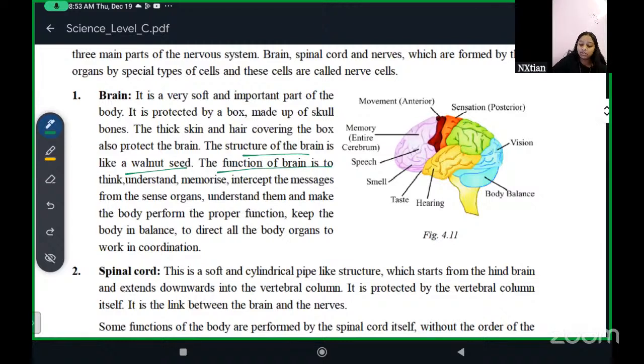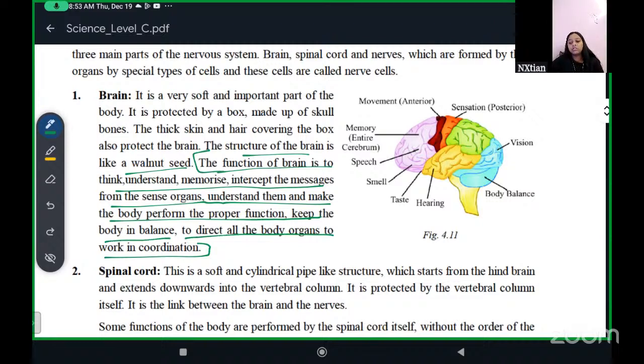The function is to think, understand, memorize, intercept the messages from the sense organs, understand them, and make the body perform the proper function, keep the body in balance, and direct all the body organs to work in coordination. This is very important. This is the function of the brain.